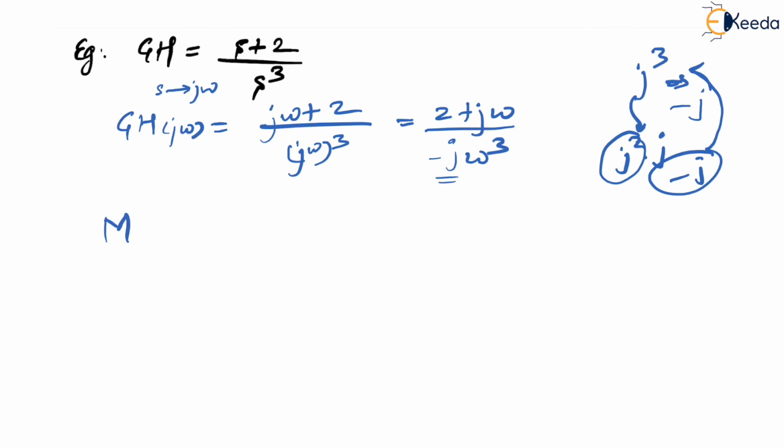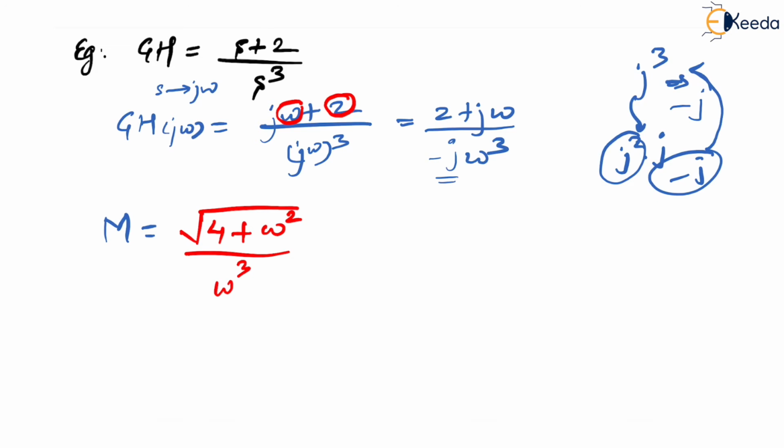If you see, magnitude M is going to be what? Under root of real part squared plus imaginary part squared. So in case of the numerator, this 2 is the real part and this omega is the imaginary part. So you get magnitude as root of 2 squared, what is 2 squared? It is 4. So 4 plus omega squared, which is nothing but the magnitude, right? Divided by, what is the denominator? It is going to be omega cube, the magnitude of the denominator, right?